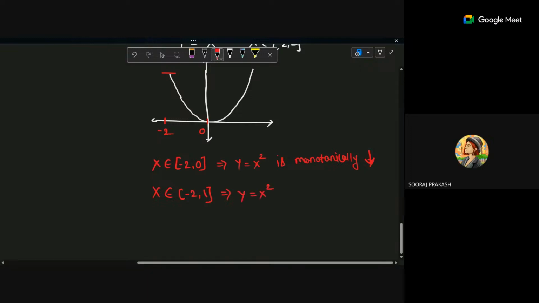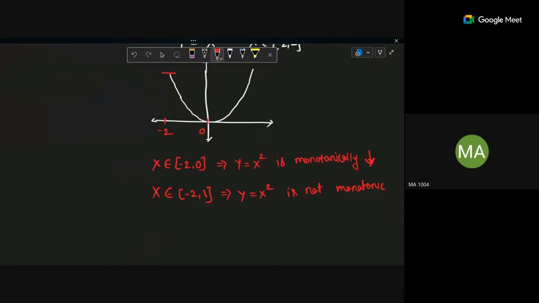It is not monotonic. Why is it not monotonic? It's a combination. It's neither increasing nor decreasing. It's both: decreasing from -2 to 0 and increasing from 0 to 1. And what monotonic says is once your graph started one nature, its nature should not be changed. Like if it's decreasing, then it has to decrease.